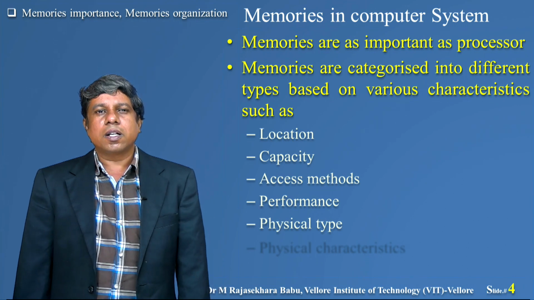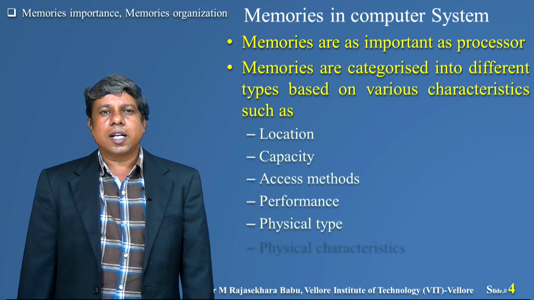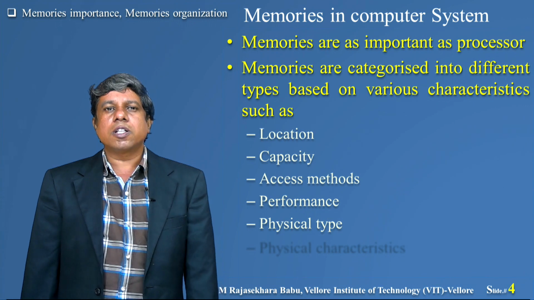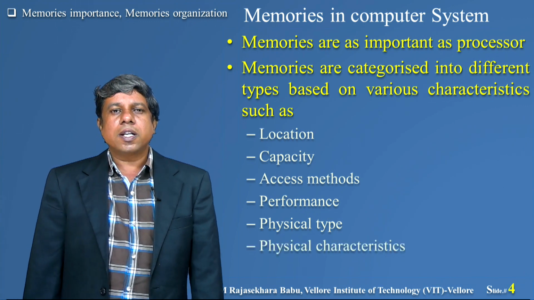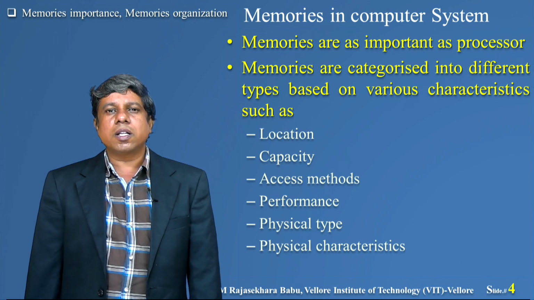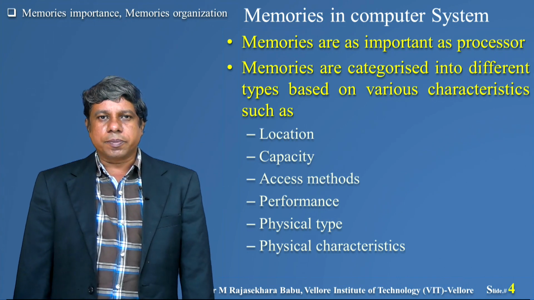Physical types, there are three physical types here. One is semiconductor type, second one is magnetic memories, third one is optical memories. Physical characteristics: volatile, non-volatile, erasable, non-erasable. These are the various characteristics of the memories.